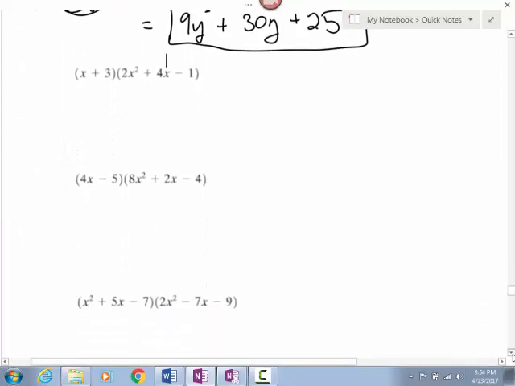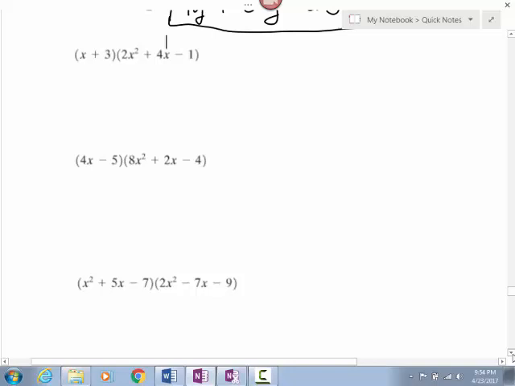Okay, so if you notice the next problems here, they even have more terms, so we're still going to be using the distributive property. We're just going to use it multiple times here. So I'm going to go really slow. 1, 2, 3. Okay, so x times 2x squared should give us a 2x to the third. x times a plus 4x is a plus 4x squared. And x times a negative 1 is a negative 1x. Okay, we've used that x.